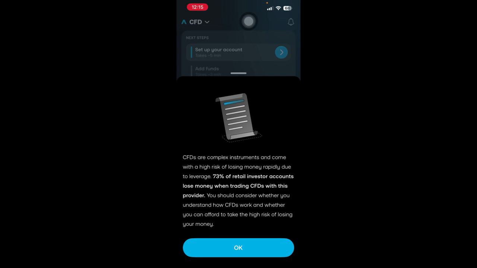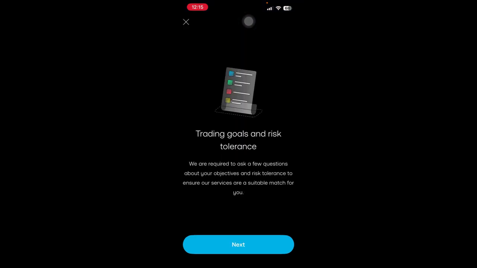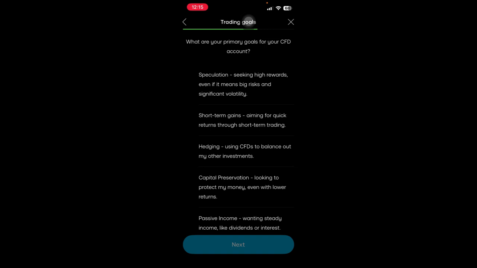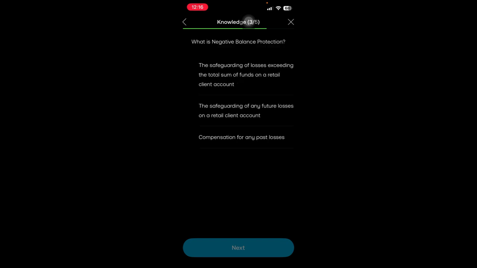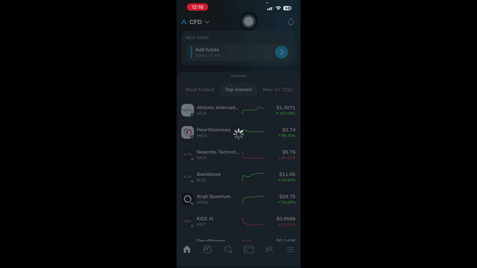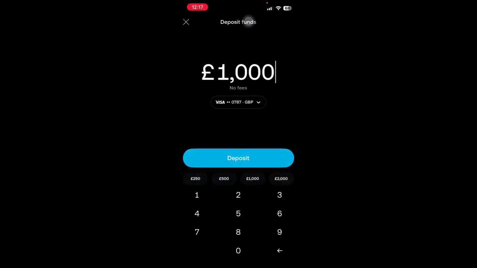If you've just set up your account, there will be next steps in order to set up your trading account. So here they will ask you some questions about setting up your account properly. So go ahead and answer all these questions. It's just a knowledge test. So after you've answered all the questions, you can go ahead and deposit funds here.